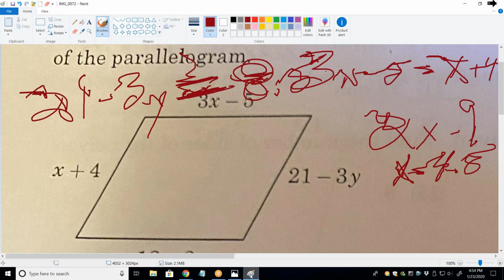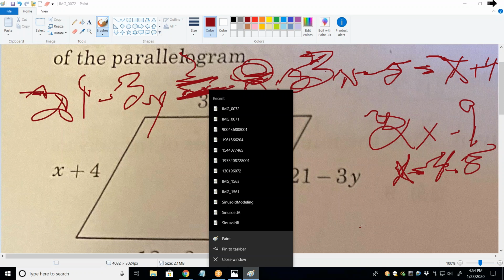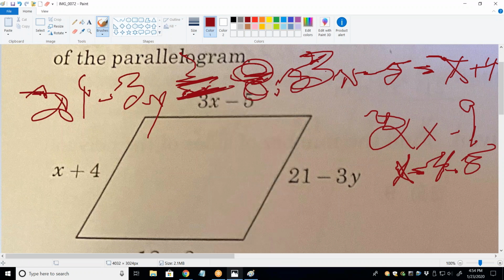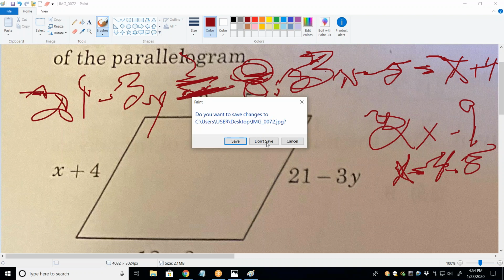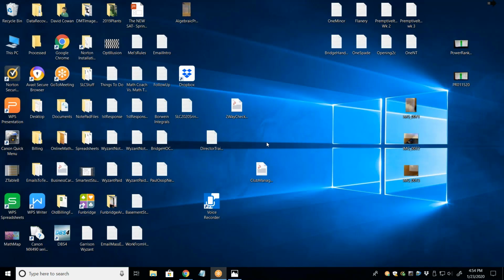Yep. Okay. Let's see how much I've learned here. That's not helping. Well, I guess I can just, hold on. I don't want to do that. What do I want to do here?